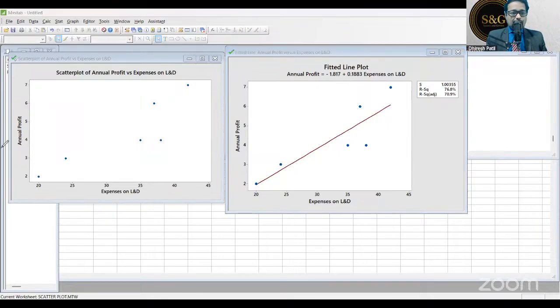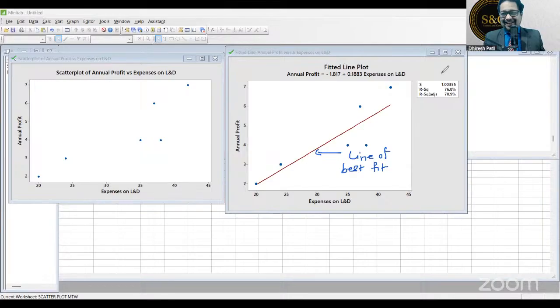What is that additional information? Just try to understand this. The first information is we are getting a line of best fit. This is called the line of best fit. Then there is an R square value. What is R square? R square value is called the coefficient of determination.